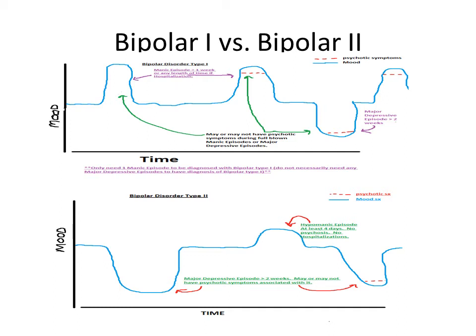Versus bipolar 2, where he's having a major depressive episode, and he could have psychotic symptoms here, but this patient didn't. Then he's euthymic for a while, and then he goes up to hypomanic for at least 4 days, no hospitalizations. Then he goes back to euthymic, and then he has another major depressive episode, but this time it's bad, and he has some psychotic symptoms. He gets treated, they go away, and he turns back into normal euthymic.